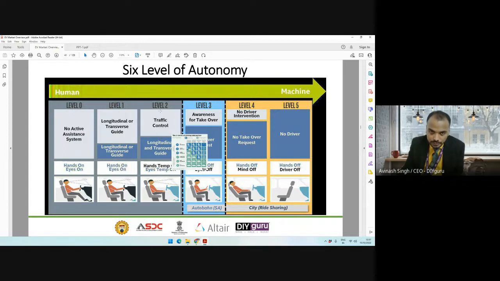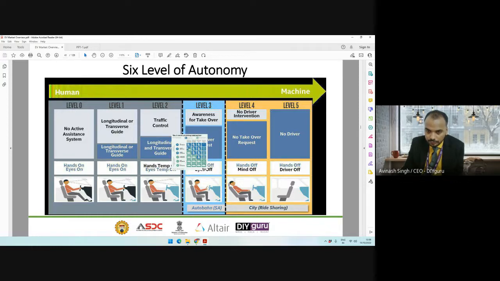Level 2 is more on the traffic control side, where the driver is not putting his hand on the steering, neither is he putting his feet on the brake pedal or the acceleration pedal. So this is level 2. Level 3 is where your eyes are off, he's not paying attention to the road as well, and his hands are also off, right?